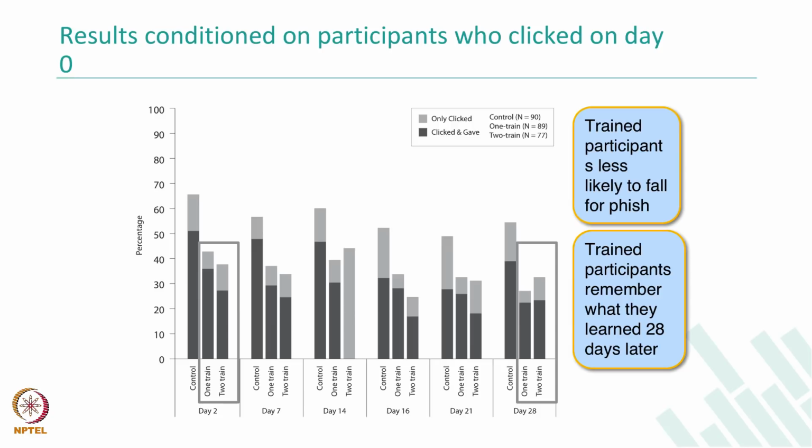that the participants on day 28 who clicked links are statistically very similar to the people who clicked on day 2. I hope that makes sense. So continuing with the analysis, conditioned on day 0, we find that trained participants are less likely to fall for phish, and trained participants remember what they learned 28 days afterwards. Let's move on to some other analysis.